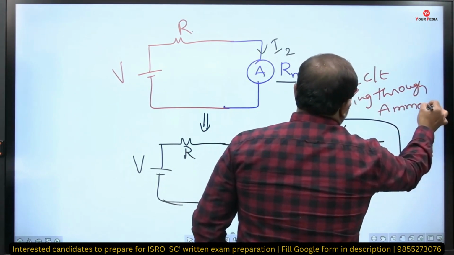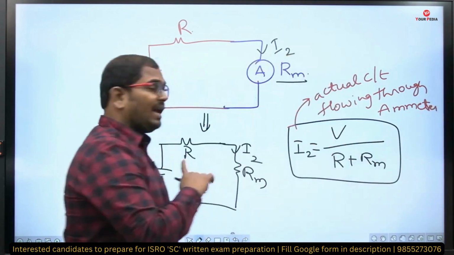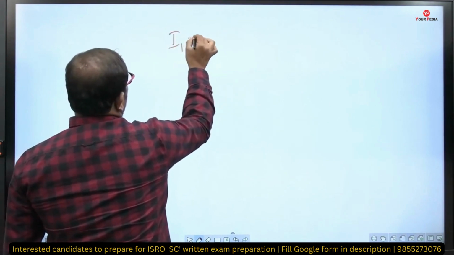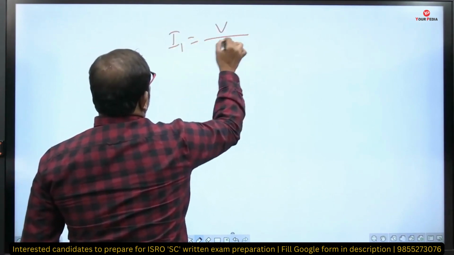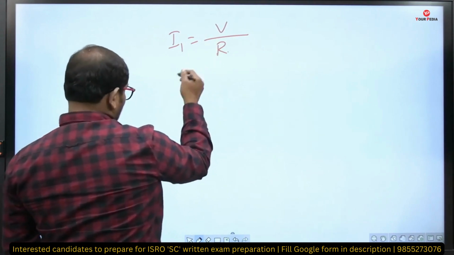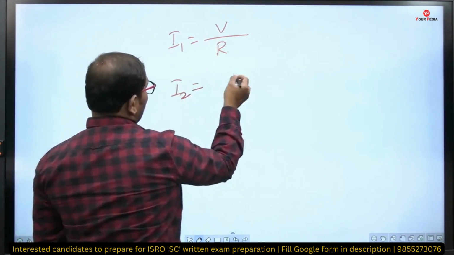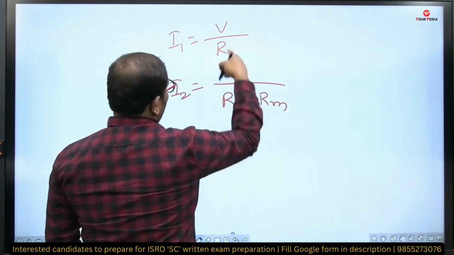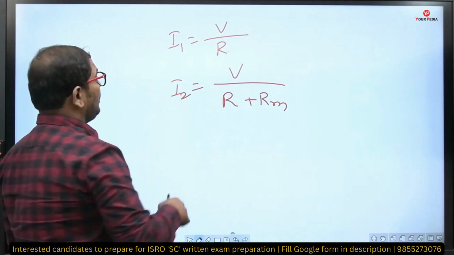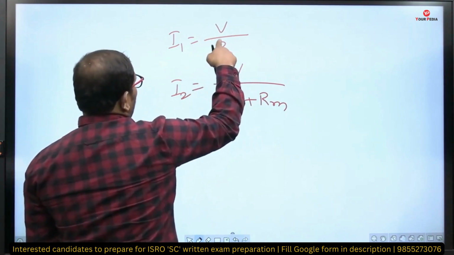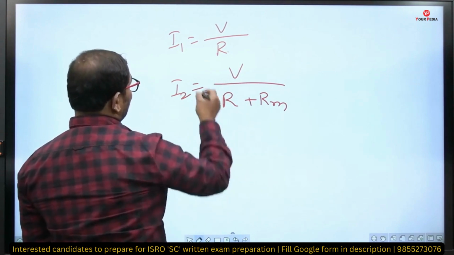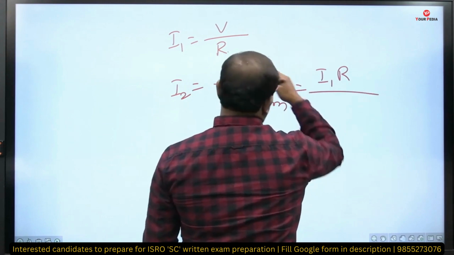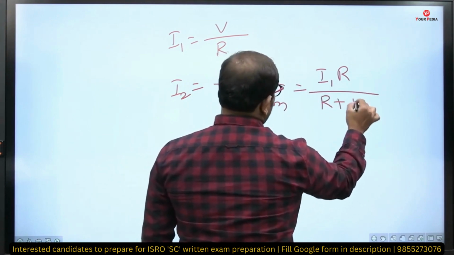So is there any difference in current between I1 and I2? Yes, there is a big difference. See here, I1 is equal to V by R. What about the I2 value? I2 equals V by (R plus Rm). Now in both the circuits you have V as common, so I'll replace V with I1 and R. If I send this to the other side, you will get I1 into R as the value of V, divided by R plus Rm.